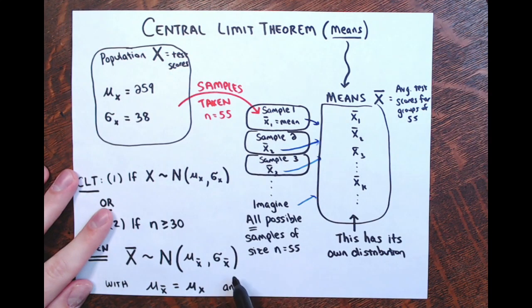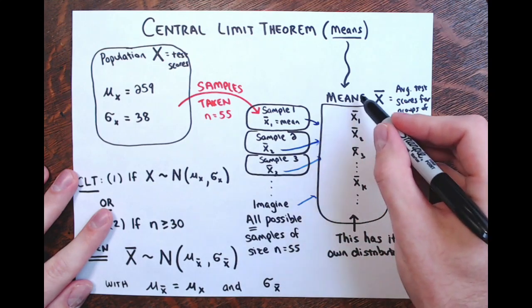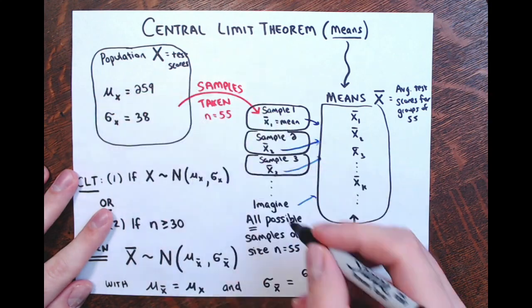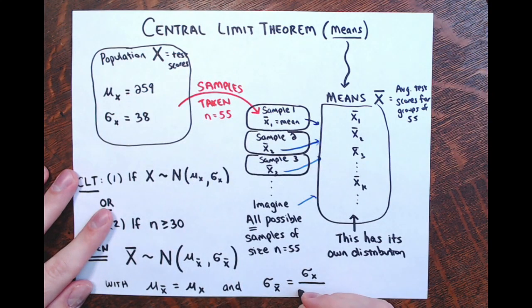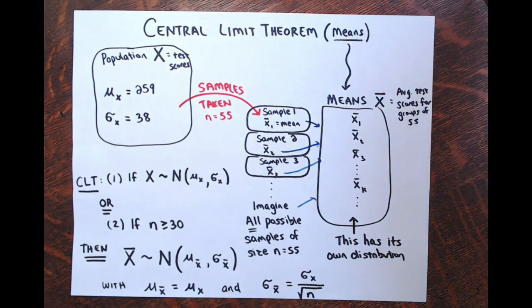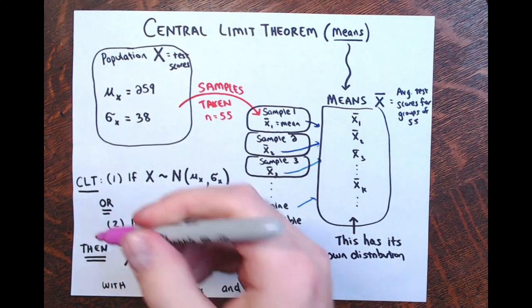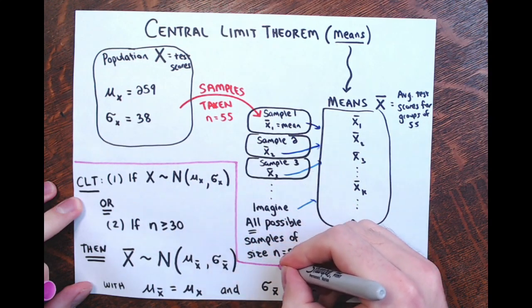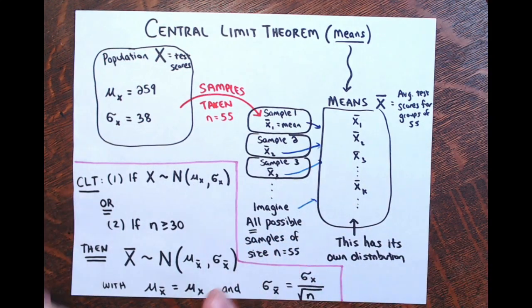And the standard deviation of the distribution of these means over here will be the standard deviation of the original population divided by the square root of the size of the samples that we were taking, divided by the square root of n. All right, so I'm going to put this in a box. I know it's going to be kind of cluttered here, and I apologize for that. But this is huge. This is called the central limit theorem for means. I'll just put it in the lower left corner here.